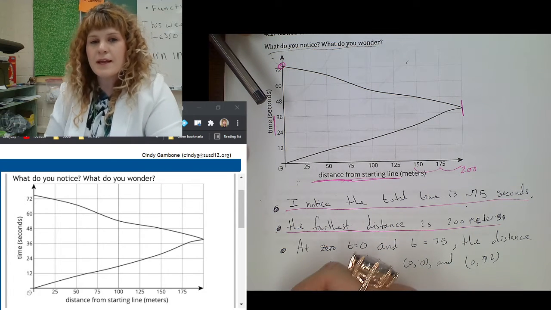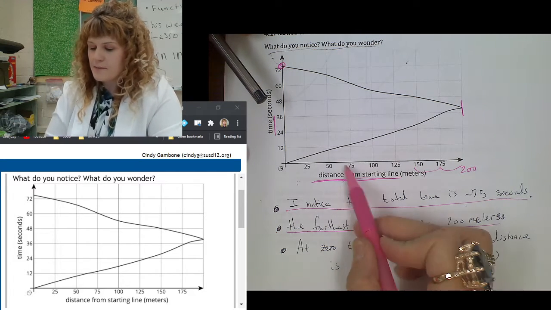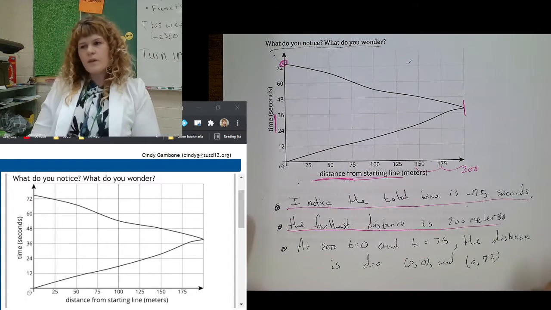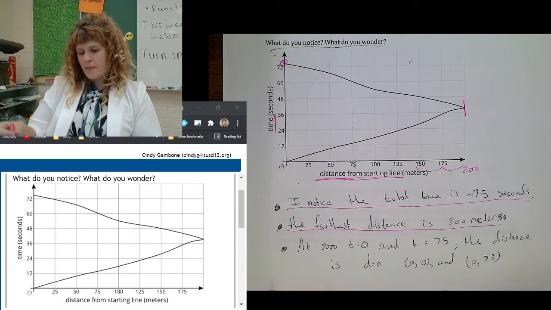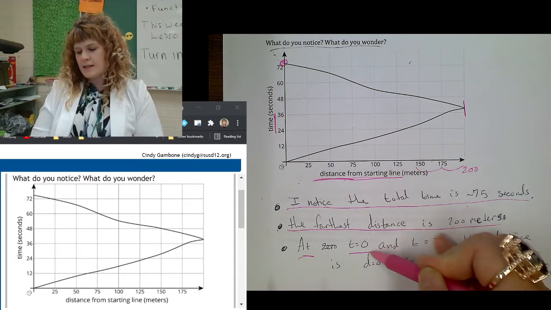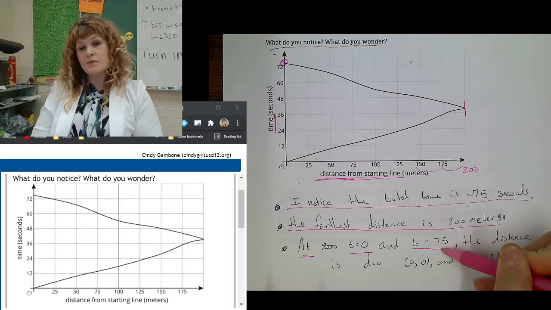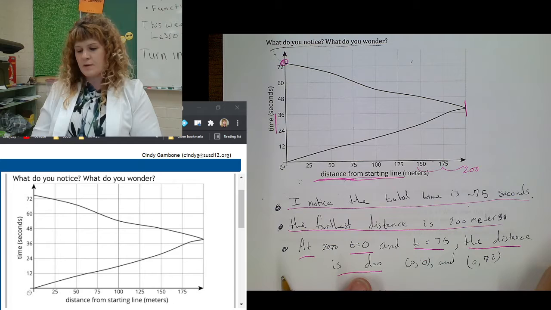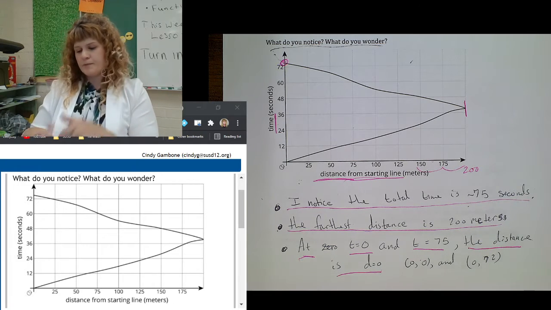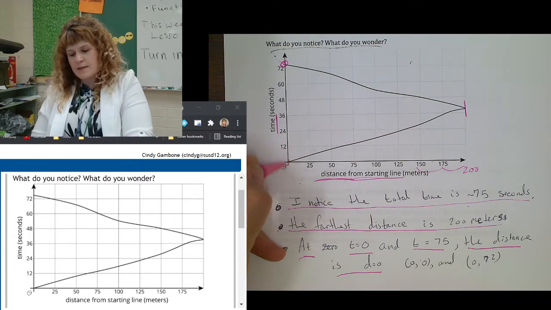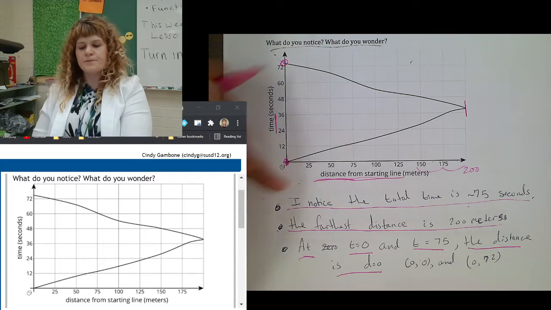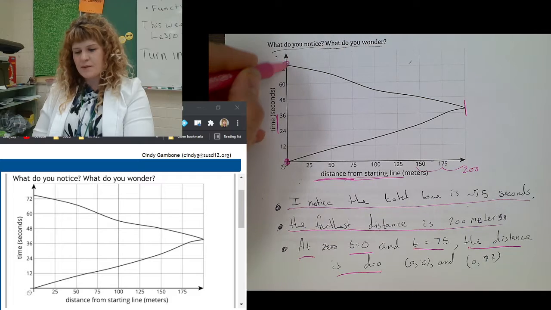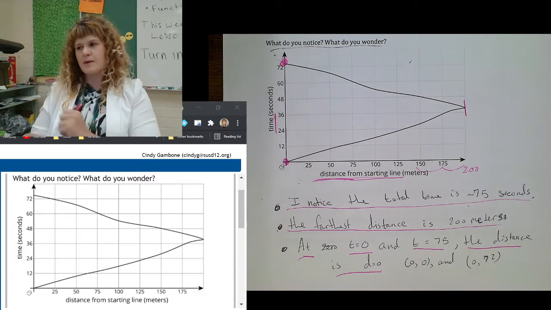Please read the labels on the axis and the numbers on the scale. I'll read one more of mine. At t equals 0 and t equals 75, the distance is 0, d equals 0. Let me show those points. At t equals 0, the distance is 0. And at t equals 75, the distance is 0.